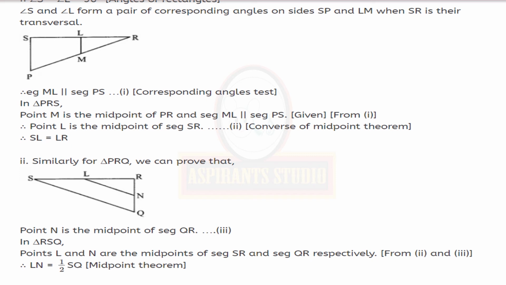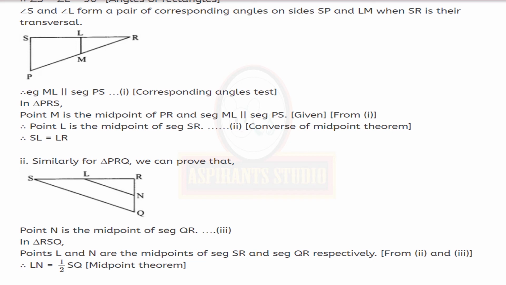If a line is drawn through the midpoint of one side of a triangle and parallel to the other side, then it bisects the third side. Once again, repeat the converse of midpoint theorem. If a line is drawn through the midpoint of one side of a triangle and parallel to the other side, then it bisects the third side.